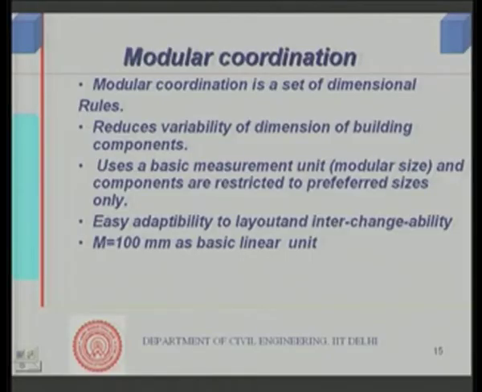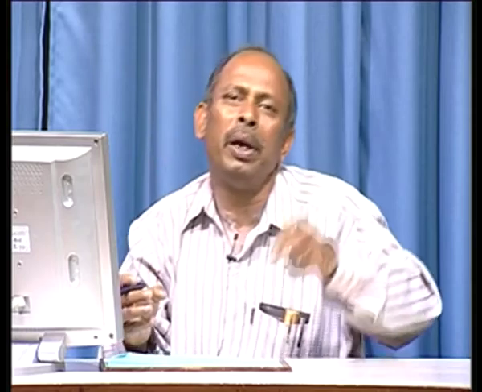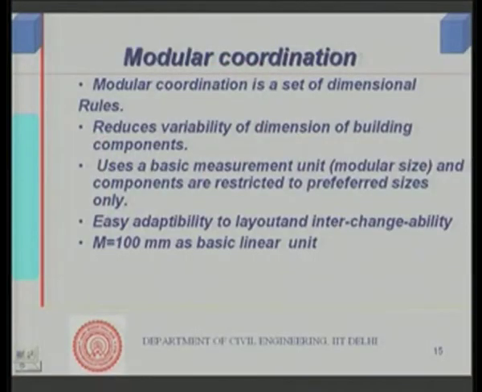Modular coordination is nothing but a set of dimensional rules, and it reduces the variability of dimensions of building components. You have a basic unit, a basic module, and everything is repetitive. So your layout would also be a modular layout, so that you can use the building components interchangeably. For example, if the beam sizes are modular sizes, you can put them in the modular grids. Usually you have a unit which is called the modular size, and it helps in industrialization.